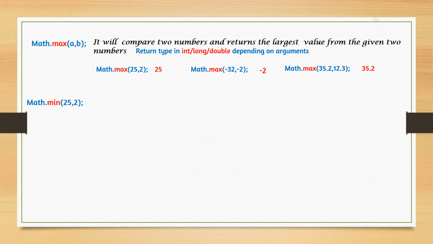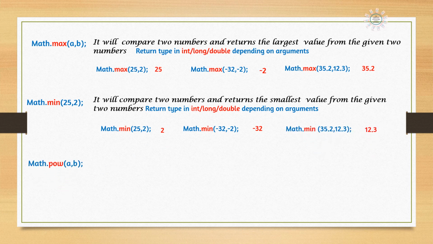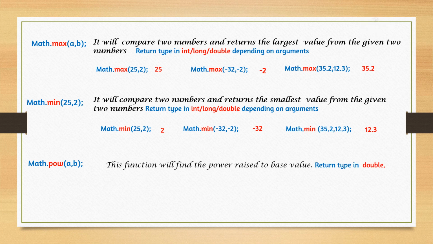Math.min, the opposite function, will return the smallest value, and the return type depends upon the arguments. Here also we can see the example. Compare both the numbers and the smaller number will come as the answer. And Math.pow, this function will find the base raised to the power. The return type is double. So whenever the return type is double, the answer with .0 will come. Here we can see Math.pow(2, 3) means 2 raised to 3, that is 2 into 2 into 2, 8, so 8.0.